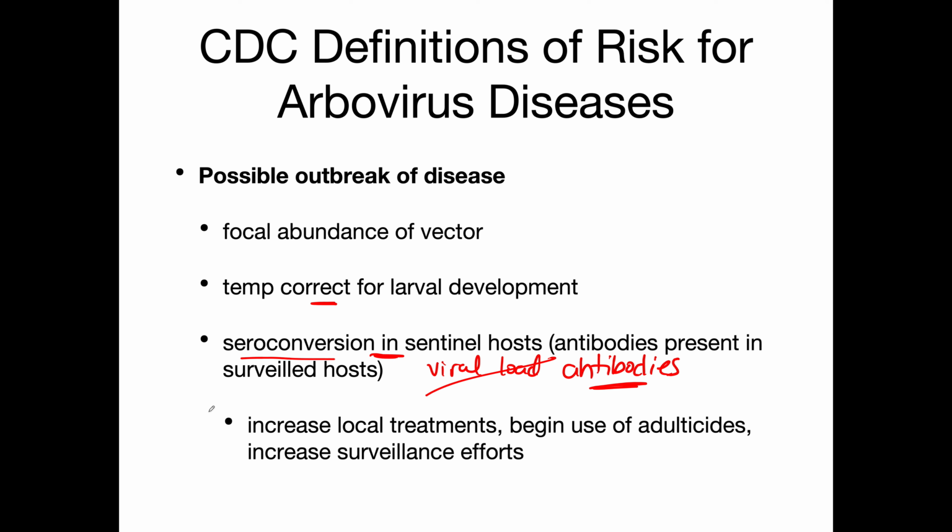In this case, in possible outbreak, the CDC recommends increasing local treatments, start using what are referred to as adulticides. These are a little harsher type of insecticide, and increase the surveillance. So that usually constant surveillance would be a Jersey light trap. When they start to increase their surveillance methods, they'll start putting up those temporary or portable CDC light traps.